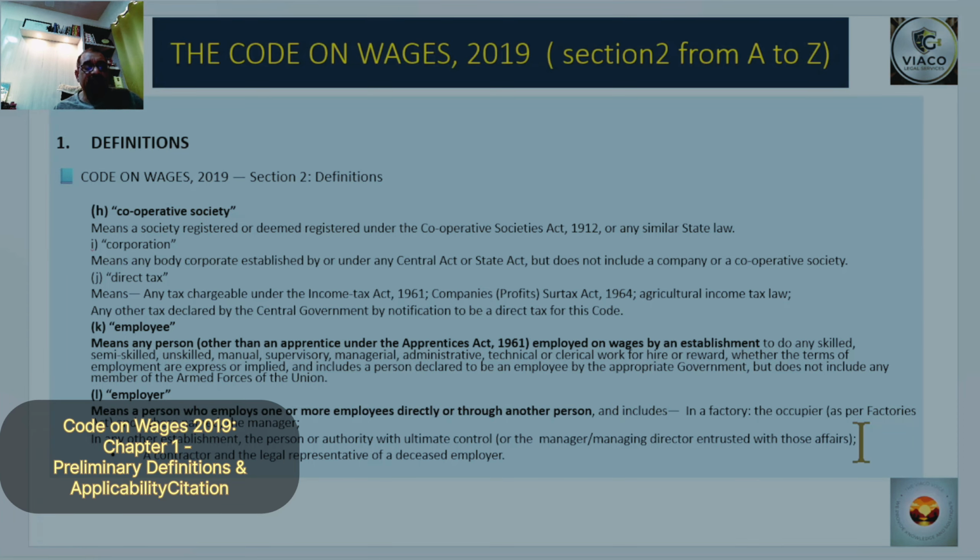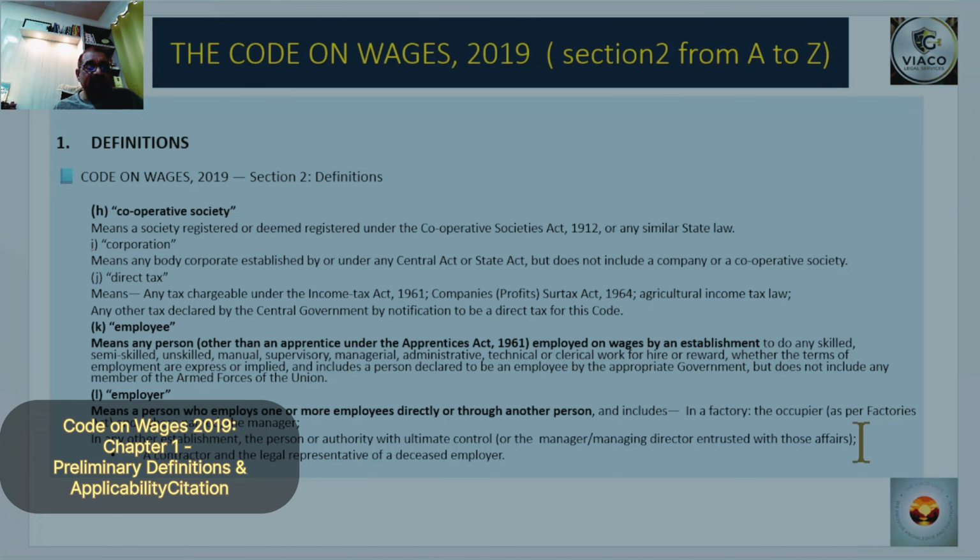Now, employee means any person other than apprentice under the Apprentice Act, employed on wages by an establishment to do any skilled, semi-skilled, unskilled, manual, supervisory, managerial, administrative, technical, or clerical work for hire or reward, whether the term of the employment are expressed or implied, and include a person declared to be an employee by the appropriate government, but does not include any member of the armed forces of the union.